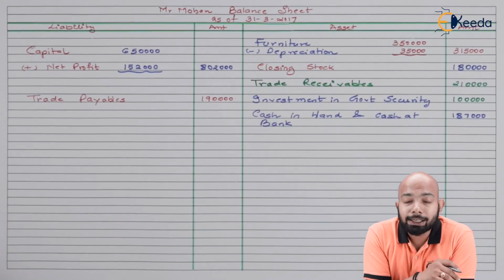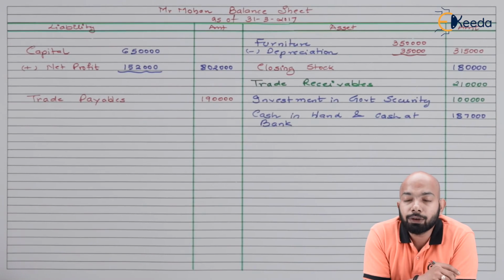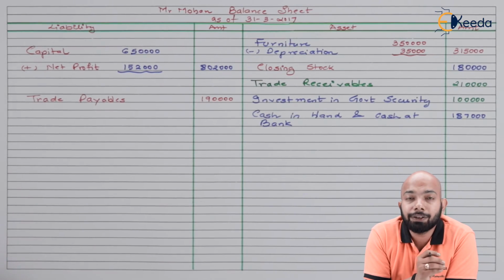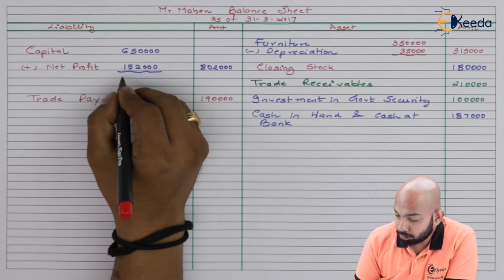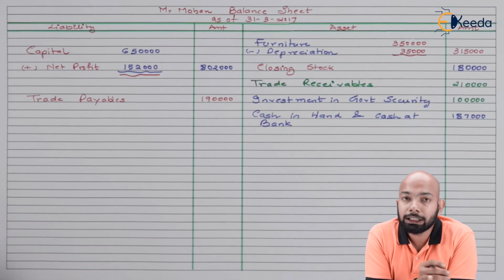Now we've prepared the balance sheet for Mr. Mohan as well. We have mentioned the liability side, we have mentioned the asset side. We'll complete the liability side first with the explanation part. The first thing that we've taken into consideration is the 6,50,000 capital amount, in which we have added the net profit, which is 1,52,000. The total comes to 8,02,000 here.